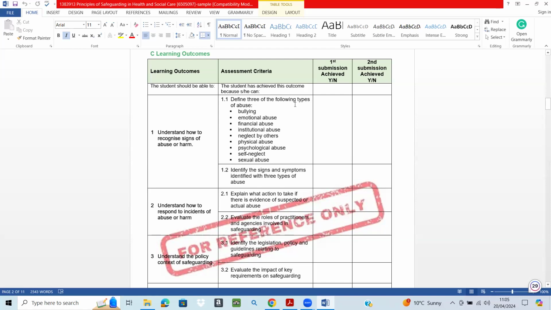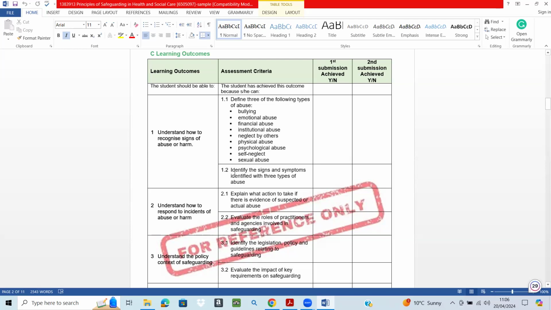Define three of the following types of abuse. We will consider these: we need to discuss bullying, emotional abuse, financial abuse, institutional abuse. So we have a number of choices here, and from among them, we need to discuss minimum three. We discussed everything in our previous lectures about bullying, emotional abuse, financial abuse, institutional abuse, neglect by other, psychological abuse, self-neglect, sexual abuse. So we need to discuss these.